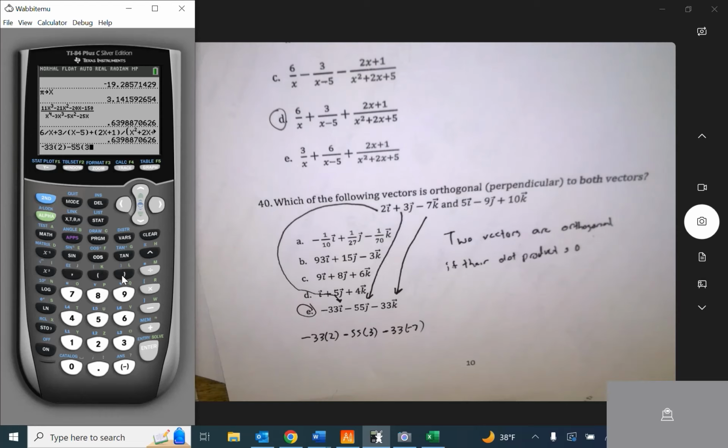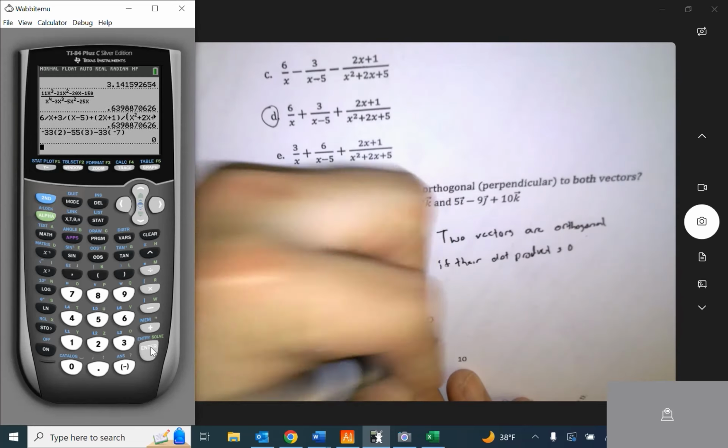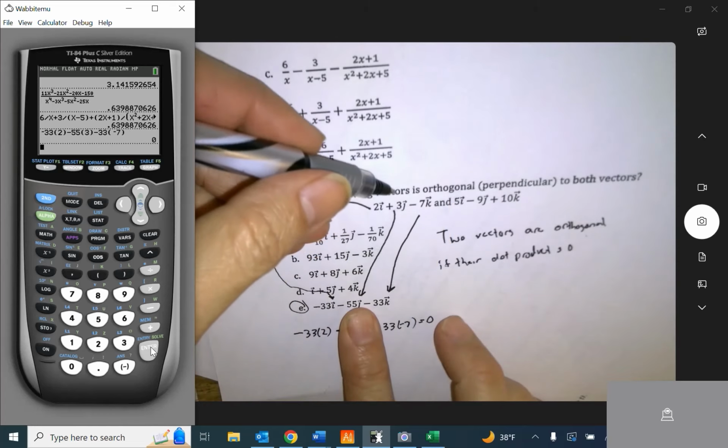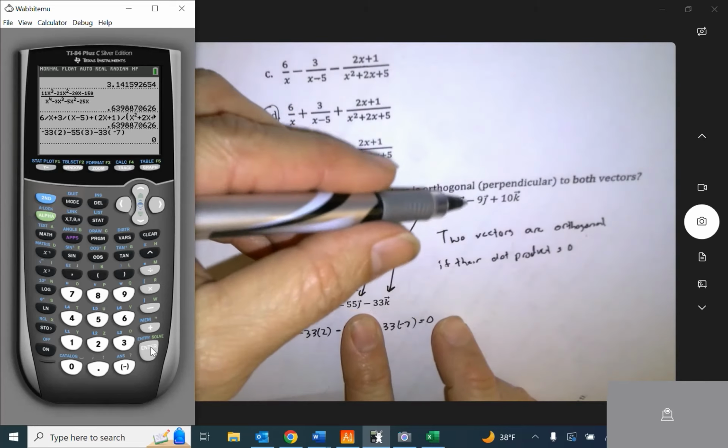I tried to work these out ahead of time so I could speed the video up this morning, because I have a busy day, and I didn't want to waste your time either. And yeah, the product is 0. So I know that these two vectors are orthogonal. So now I'm going to check the other one.